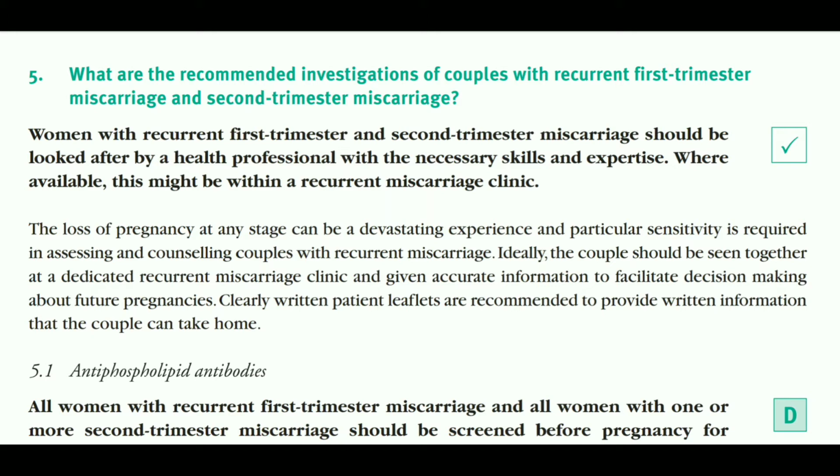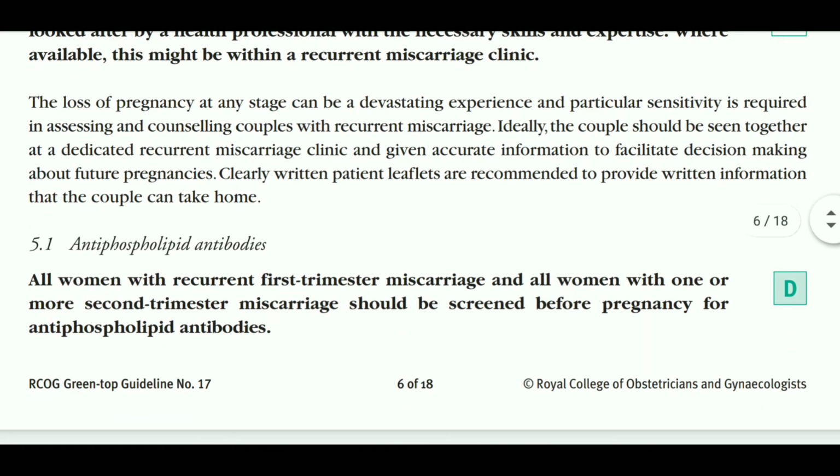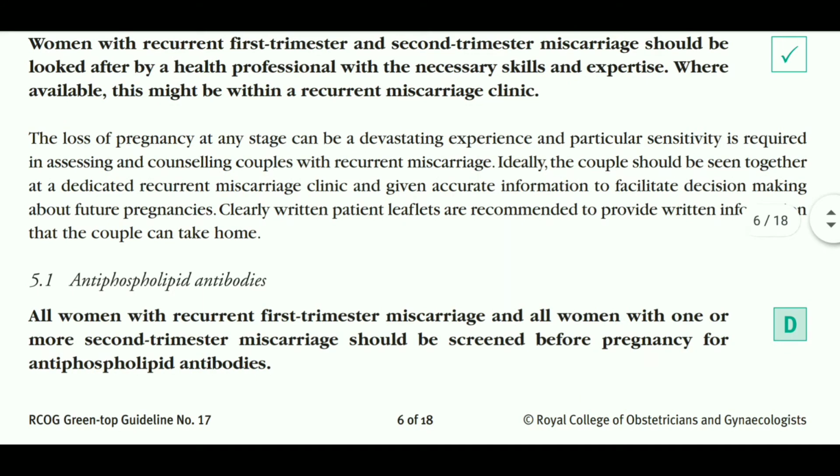Ideally, the couple should be seen together at a detailed recurrent miscarriage clinic, giving accurate information to facilitate decision making about future pregnancy. Clearly written patient information leaflets are recommended to provide written information that the couple can take home. Now, antiphospholipid antibodies.